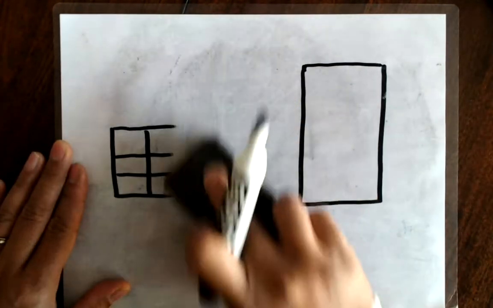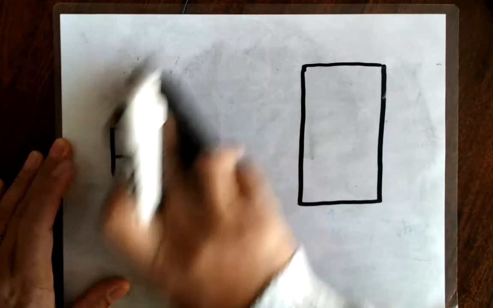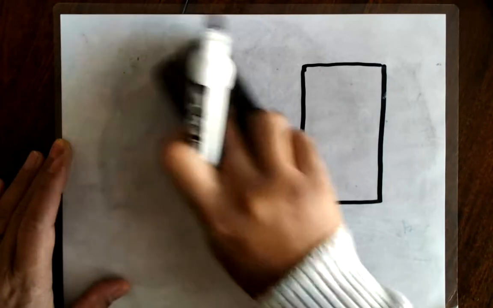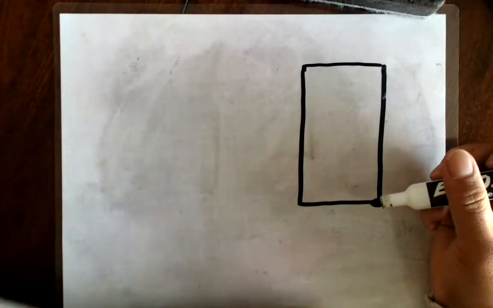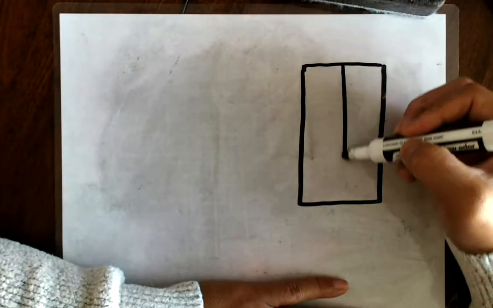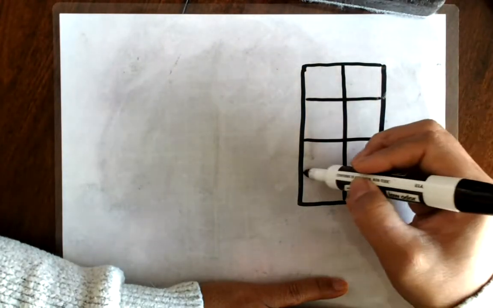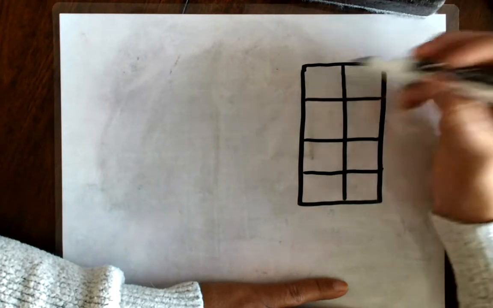And so we're going to start with a rectangle on our board. So go ahead and draw a rectangle, and I don't care which way it's going. And let's divide it into four equal parts. We'll divide it in half and then into four equal parts.